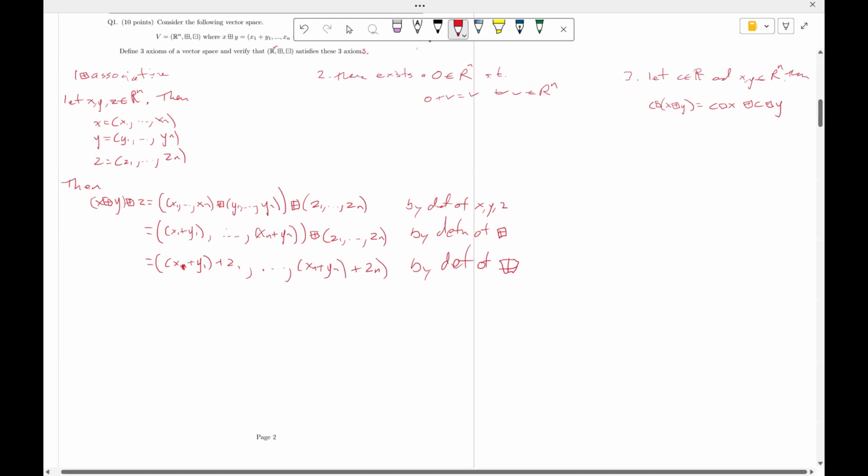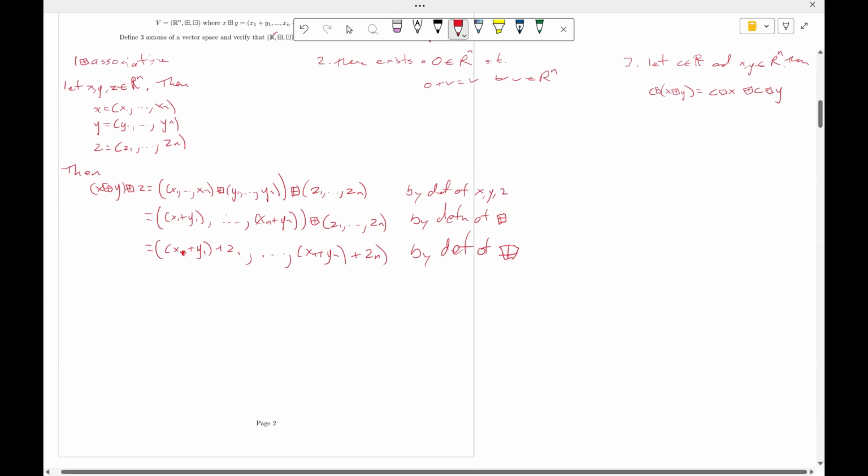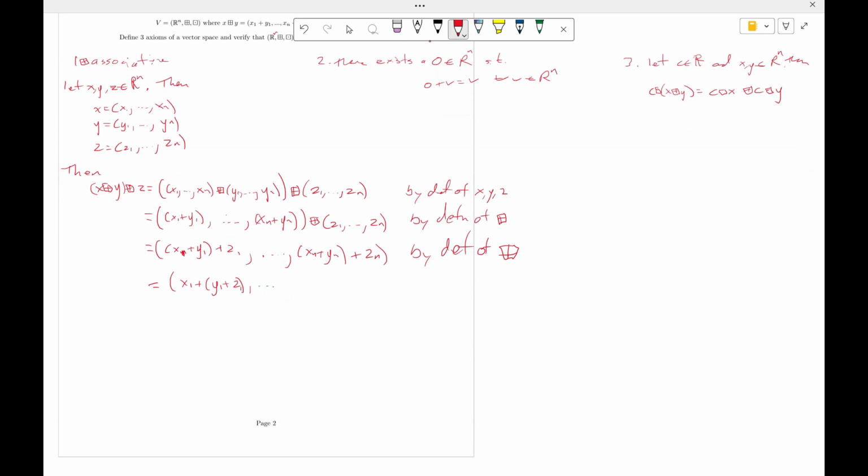Now here we can apply the associative property of addition. So this equals X1 plus (Y1 plus Z1) up to Xn plus (Yn plus Zn), as real addition is associative.